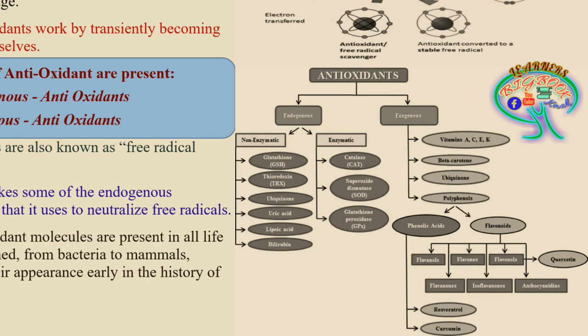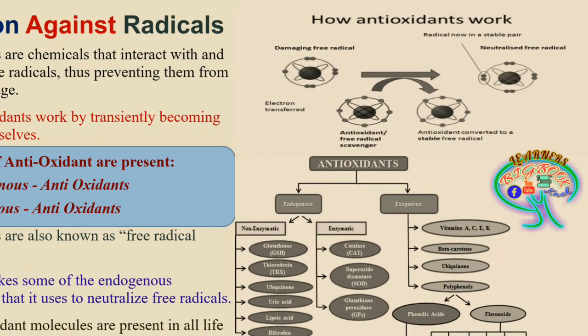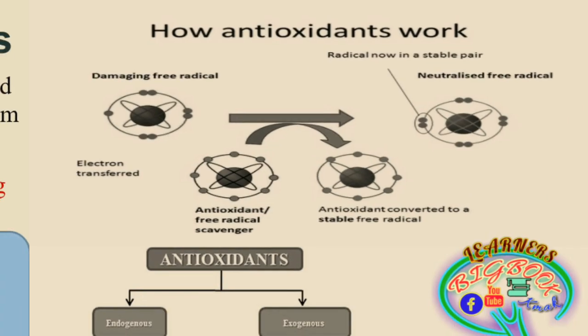Now, how does this antioxidant work? When you consider this diagram, the damaging free radical is present like this, where an electron has to be transferred, either by donating or accepting. Here is the antioxidant, which is already stable with its octet, that is 1, 2, 3, 4, 5, 6, 7, 8 electrons in its outer orbit, and it is going to reduce itself by donating an electron to the free radical, which is already in the excited or highly reactive state. After donating, this free radical forms a stable, neutralized radical. Now this antioxidant is converted to a stable free radical. It is not an unstable, highly reactive free radical.